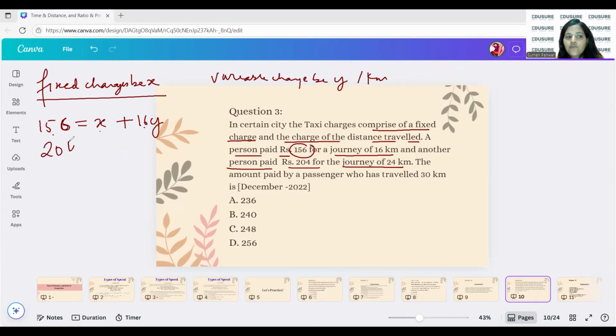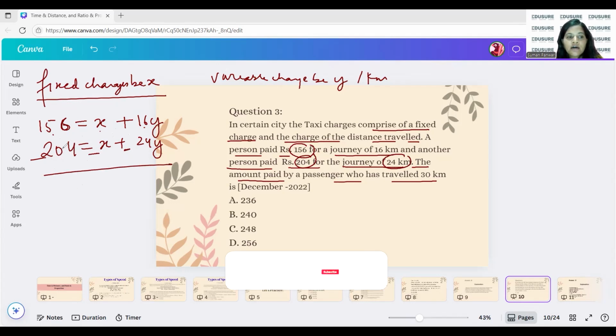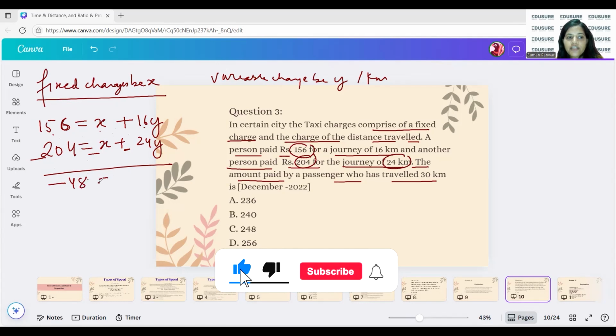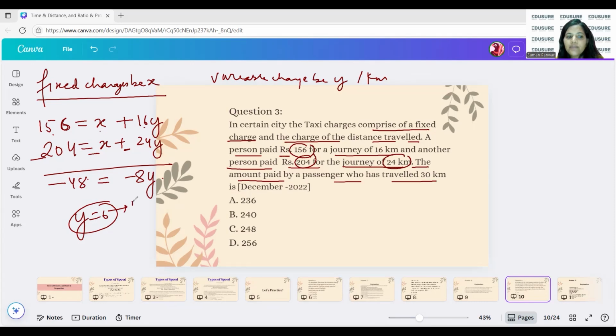And then for 204 rupees, the fixed charge is X. 204 rupees are for 24 kilometers. So X plus 24 into Y. So we want to find out the amount paid by the passenger who has traveled 30 kilometers. Let us see. So first of all, let's find X and Y. So let us subtract. So 204 minus 156 is 48 and this is 8Y. So Y is equal to 6. So the variable charge is 6 rupees per kilometer. Okay. So let's put Y equals 6 in the first equation.